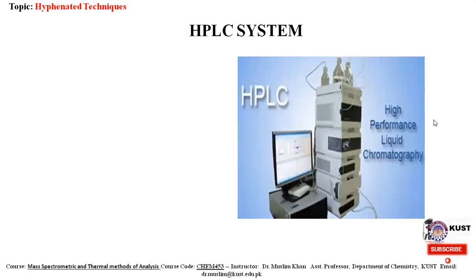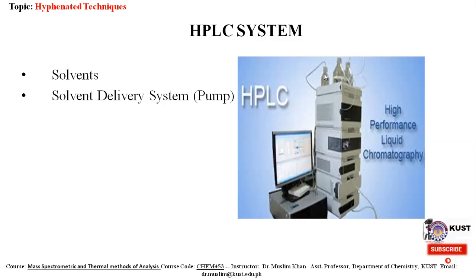This is how a typical HPLC system looks. An HPLC system has this solvent system, these bottles you can see, and then the solvent delivery system. Here the pumps are fitted. Before the pumps, a degasser is also fitted, which can degas the mobile phase to prevent air bubbles in the column. And then an injector system.